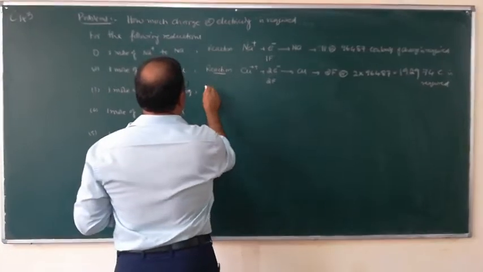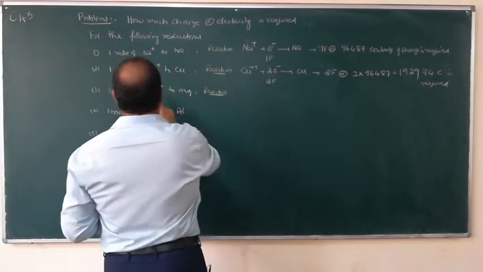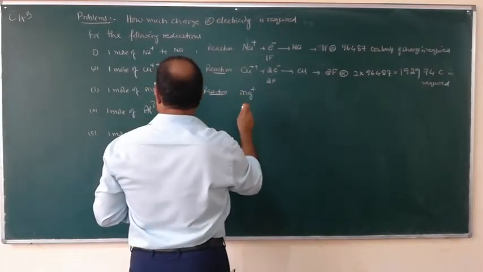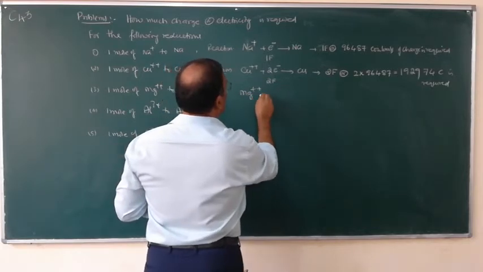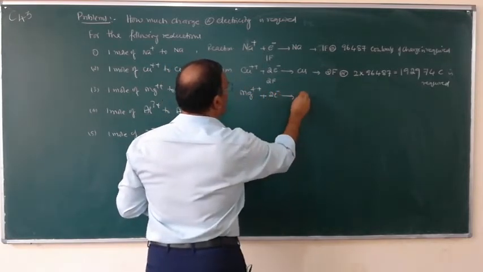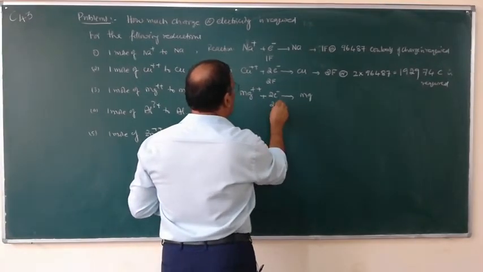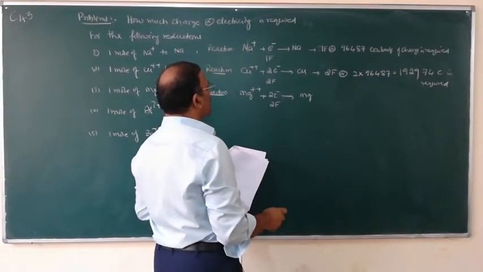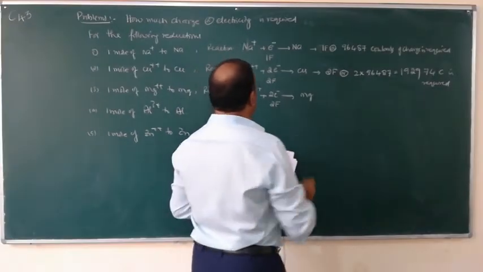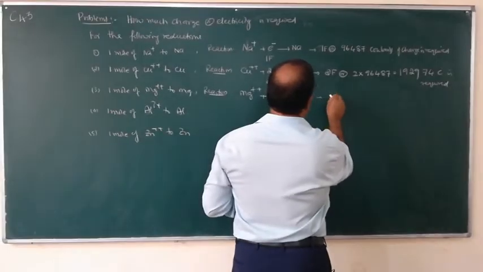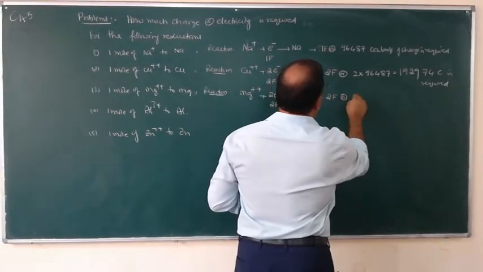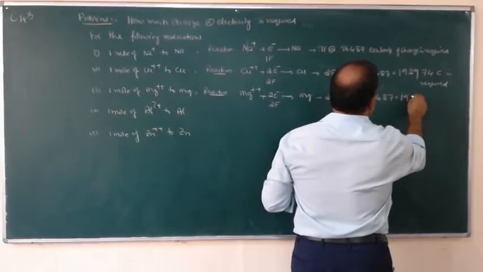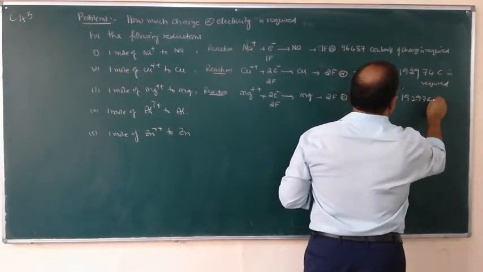So here also, what is the reaction? It is also a bivalent ion. Mg2 plus, 2 electrons gives Mg. We need 2 Faraday. So 1 mole of electrons carries 1 Faraday of electricity. 2 moles of electrons carry 2 Faraday of electricity. That is 2F or 2 into 96,487, that is equal to 192974 coulombs.